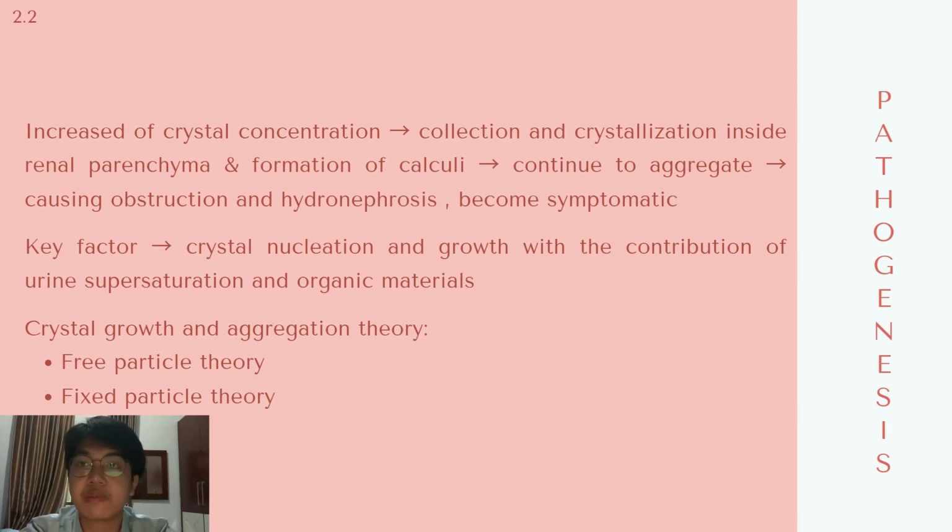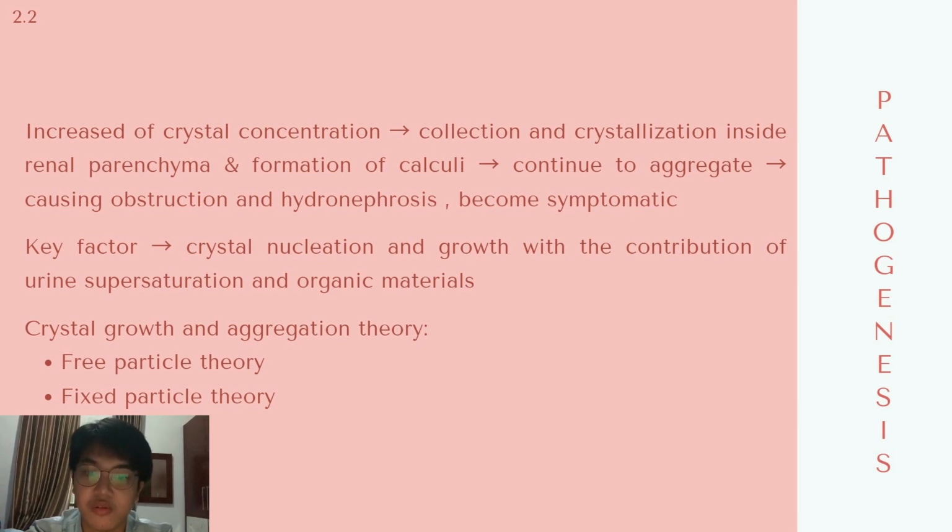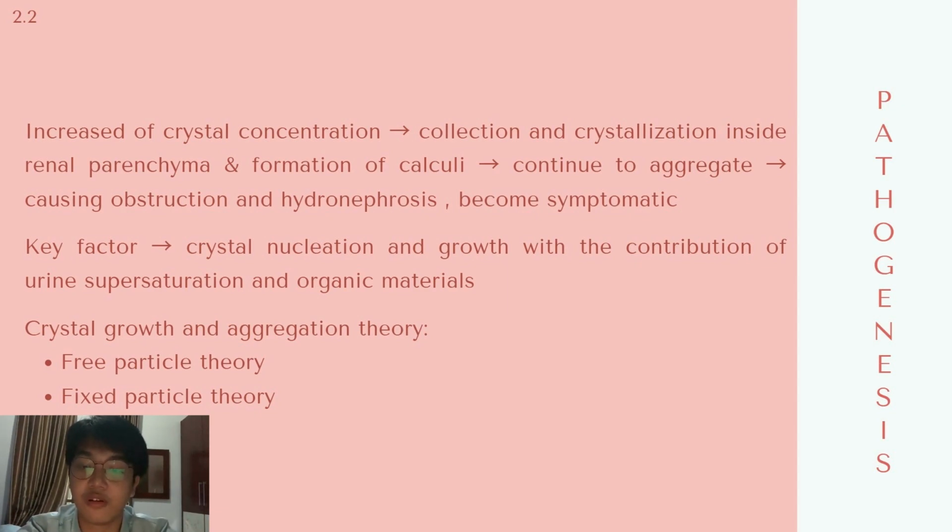The colicky pain symptoms of urolithiasis occurs because of increased luminal tension as the stone passes through the ureter and prostaglandin release from hydronephrosis. Obstruction due to urolithiasis usually happens at three narrowing areas of ureter, which are ureteropelvic junction, an area which ureter cross over the iliac vessels, which is called as pelvic brim, and ureterovesical junction. The key factors in the urolithiasis formations are crystal nucleation and growth, with the contribution of urine supersaturation and organic materials as the driving force for this mechanism.